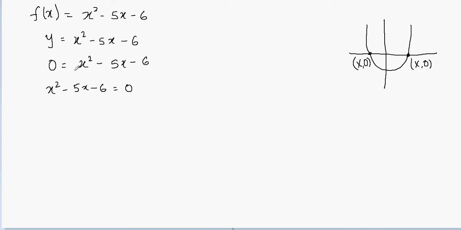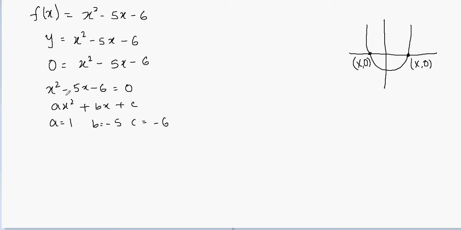Now, this quadratic function is in the form of ax squared plus bx plus c. Let's identify a, b, and c. A is the coefficient of x squared. Here, the coefficient of x squared is 1, so a is equal to 1. B is the coefficient of x, which is negative 5. And c is the constant term, which is negative 6 in our case.